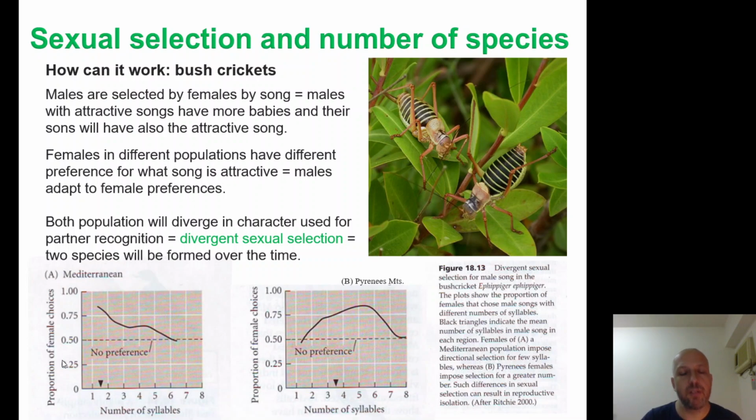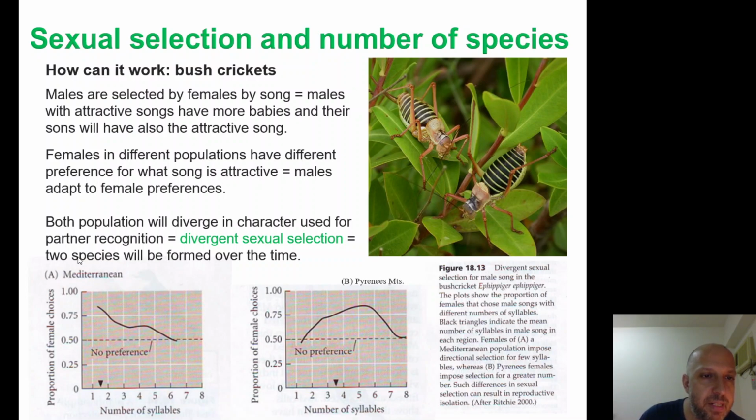And they played it for the females in two different areas. It's still the same species. One was in the Mediterranean area, so southern Europe, and one was in the Pyrenees Mountains, which are the mountains between France and Spain. You can see here, the higher we are on the y-axis, the more attractive it was for the female. The lower we are, the less attractive it is, and if it is around 0.5, there's actually no preference, right? The females just mate, but they don't have any strong preference.